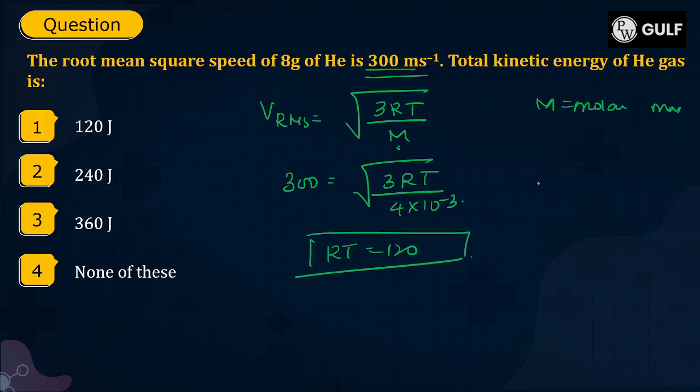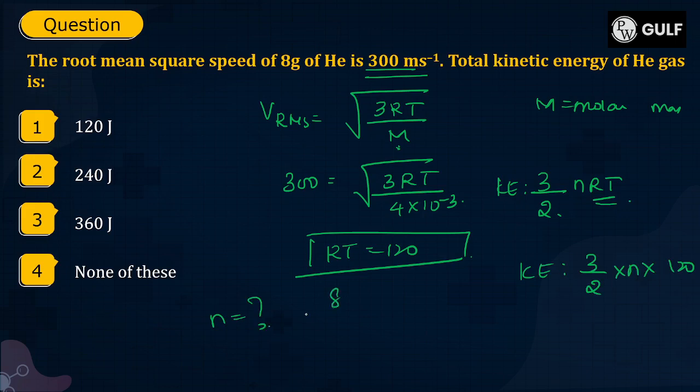Now the kinetic energy is nothing but 3 by 2 nRT. We know the value of RT from here, so kinetic energy is going to be nothing but 3 by 2 into n into 120. But what about n, ma'am? Now they have given 8 grams, 8 divided by 4, 2 moles. So it is going to be 3 by 2 into 2 into 120. 2 gets cancelled. 360 joules is the answer, which is option 3 for you.